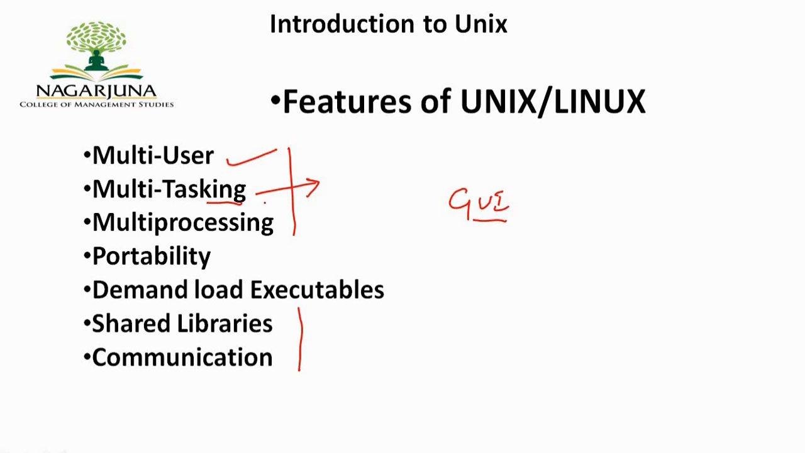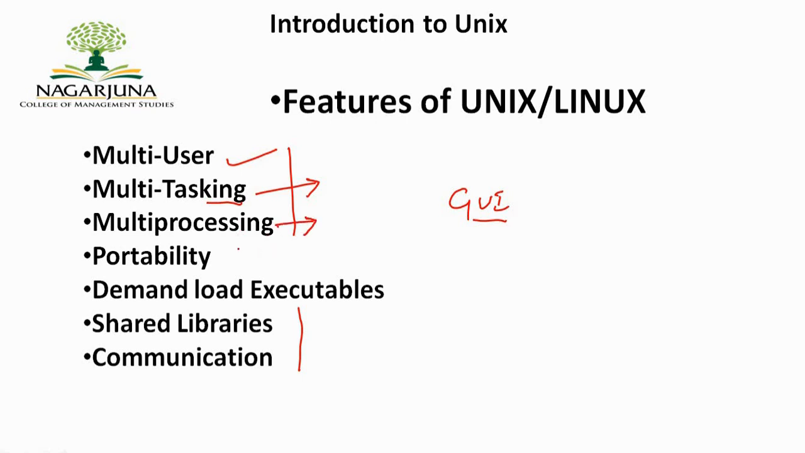The next feature associated with the Unix operating system is multiprocessing. Unix runs on multiprocessor architecture, which means it can distribute several applications in parallel across the various processors. That's the multiprocessing feature.